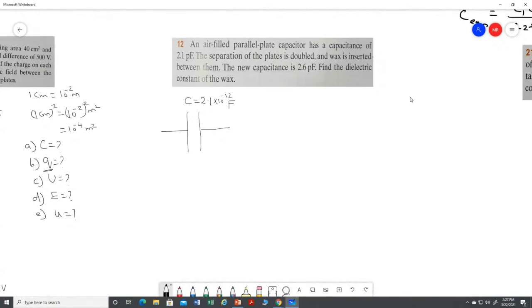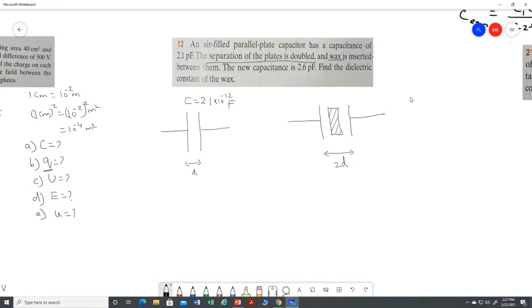And then you separate the plates. That means the separation of the plates is doubled. So you increase the distance to double the first one. And then you introduce one material in between. So in the second diagram, your capacitor plates are doubled apart, and you insert one material, which is nothing but a wax material. Am I right? Initially you have the distance d, and what is the distance here? 2d, because they clearly mentioned doubled. That means the distance gets doubled.